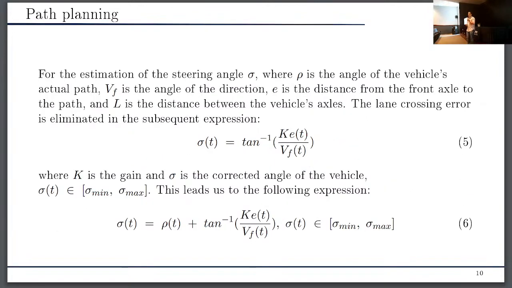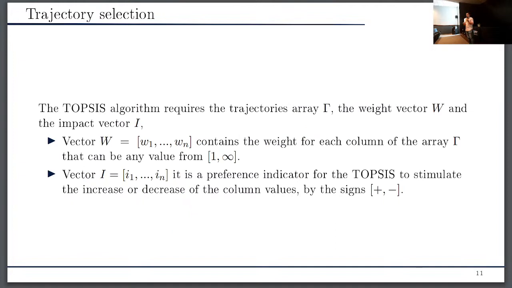Then for the estimation of the steering angle, we use the steering control model, from which we obtain expression 5 and the expanded version that contains the limits for the steering angle of the vehicle. And then, with all this information of the speed, acceleration, and steering angle, we apply the TOPSIS algorithm.